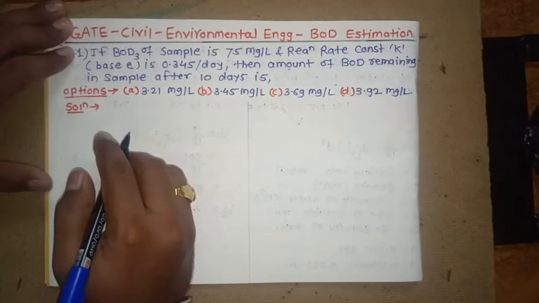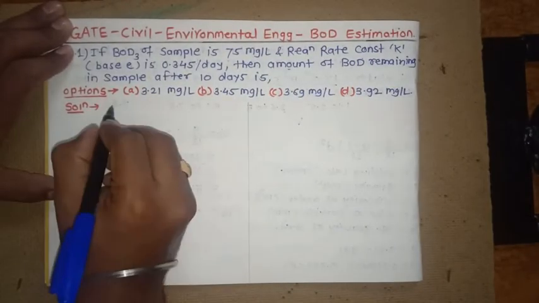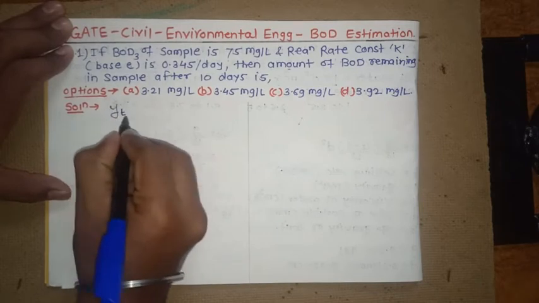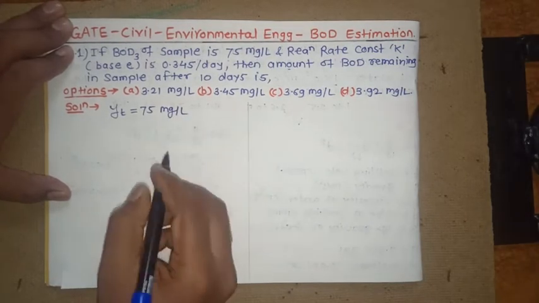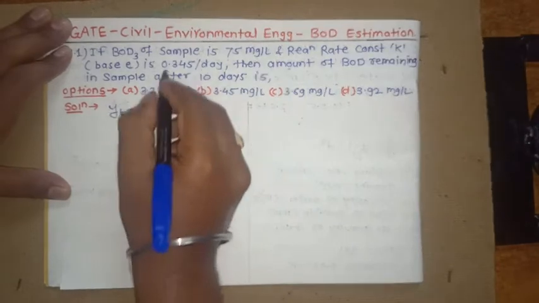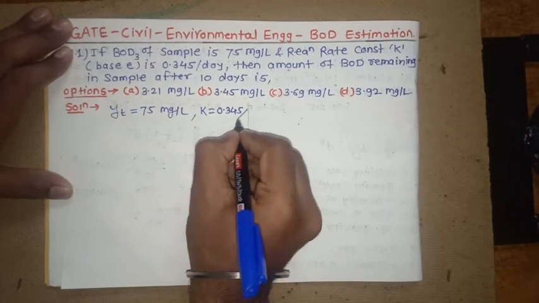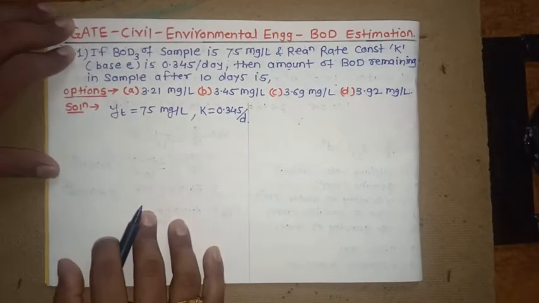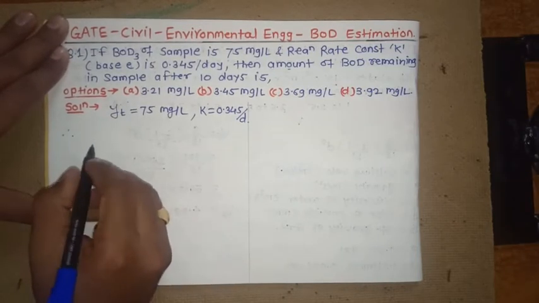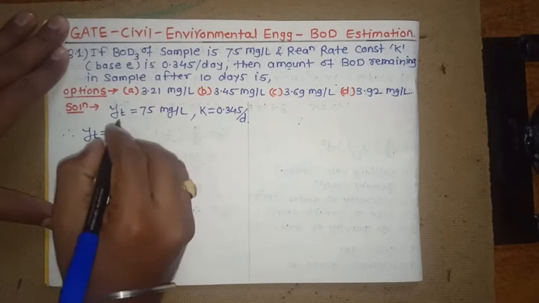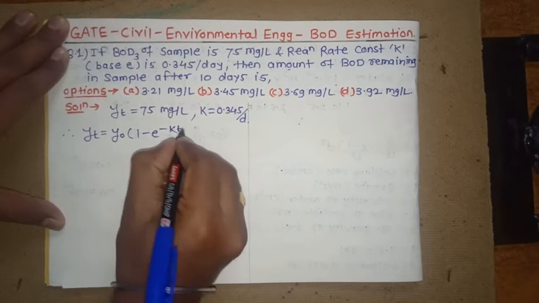First of all, write down the given things. We have a 3 days BOD. So here Yt, that is Y at 3 days, is given, that is 75 mg per liter. Then K is given, that is the reaction rate constant, K is equal to 0.345 per day. Okay, so put the formula for BOD calculation. Therefore, by using the BOD formula, Yt is equal to Y naught in bracket 1 minus e raised to minus Kt.